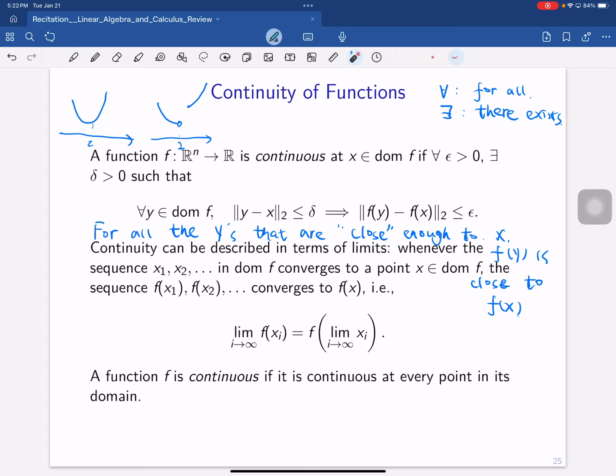Where you can pick any arbitrary epsilon, right? As long as epsilon is greater than 0, let's say you pick epsilon as small as possible. Then you can always find the delta such that when y is close enough to x, bounded by delta here, then the function value of y will be close enough to f of x. Right? That's sort of the intuition here. With that, you can have a rigorous definition of continuity of function.